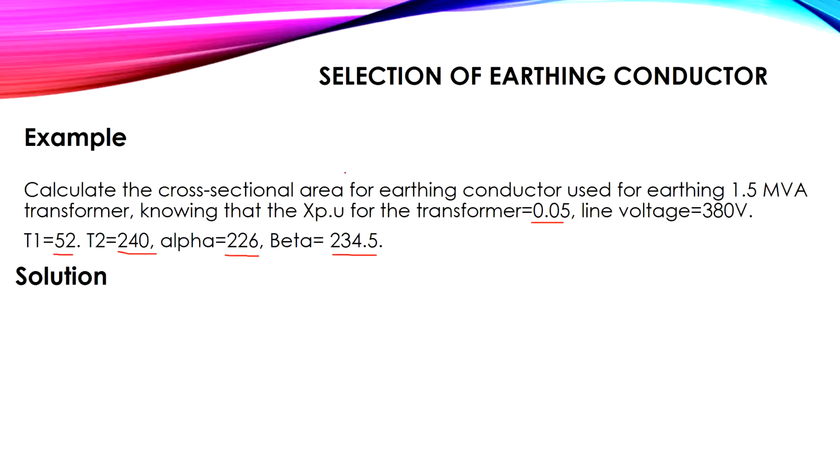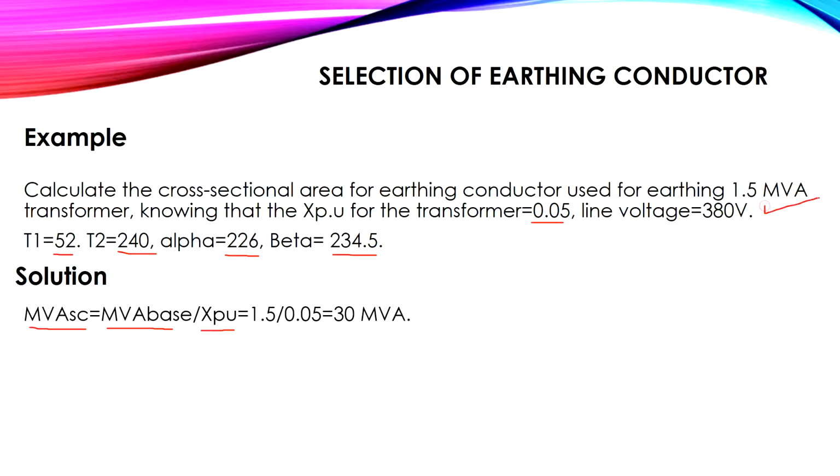In order to find the area, we need the current, we need the K, and we need the time. So first, let's find the current. We have the megavolt ampere, and we have the X per unit for the transformer. A relation in short circuit analysis tells us that the megavolt ampere short circuit is equal to the megavolt ampere base over the X per unit. The megavolt ampere base is 1.5 and X per unit is given as 0.05. Dividing them gives us the megavolt ampere short circuit, which is 30 megavolt ampere.